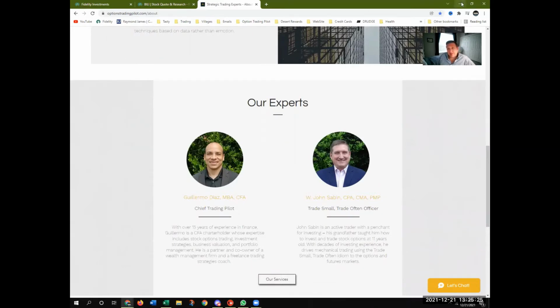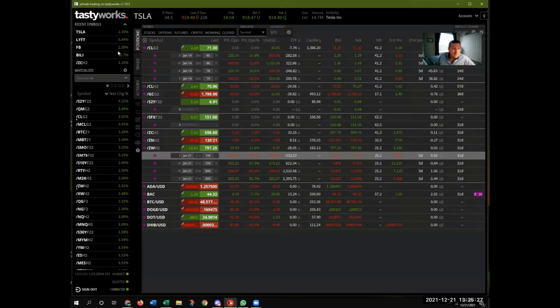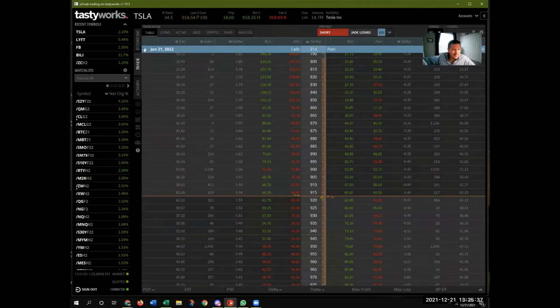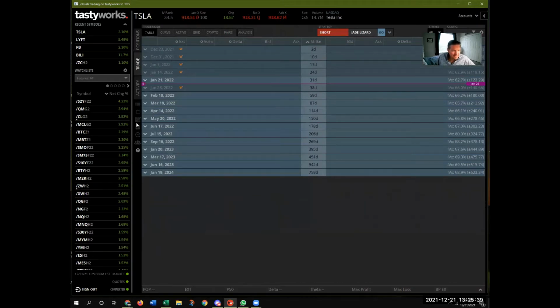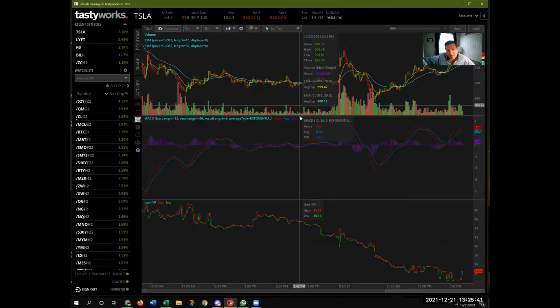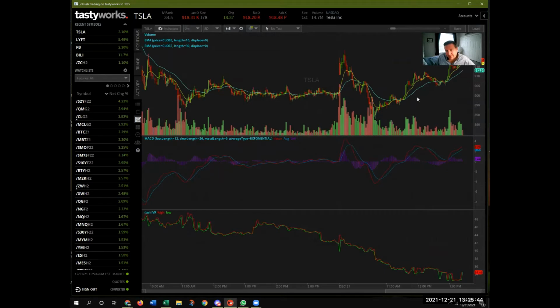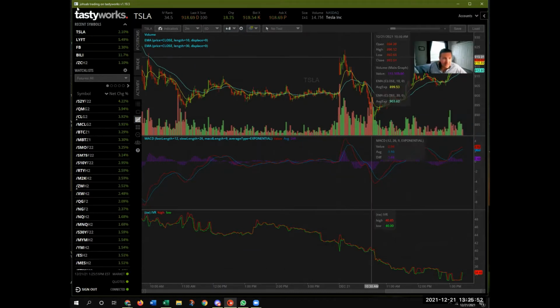So let's take a look at Tesla as an example today. We're using the Tastyworks platform. I like that quite a bit. So let's say, first we look at Tesla. Let's look at the stock itself. The stock has bounced around quite a bit, as you know, 1200 down to 900 in that range.